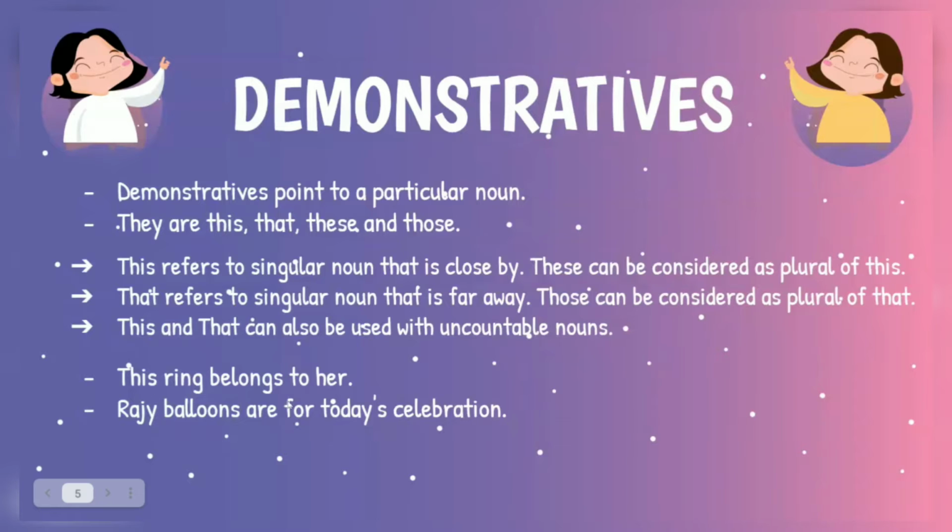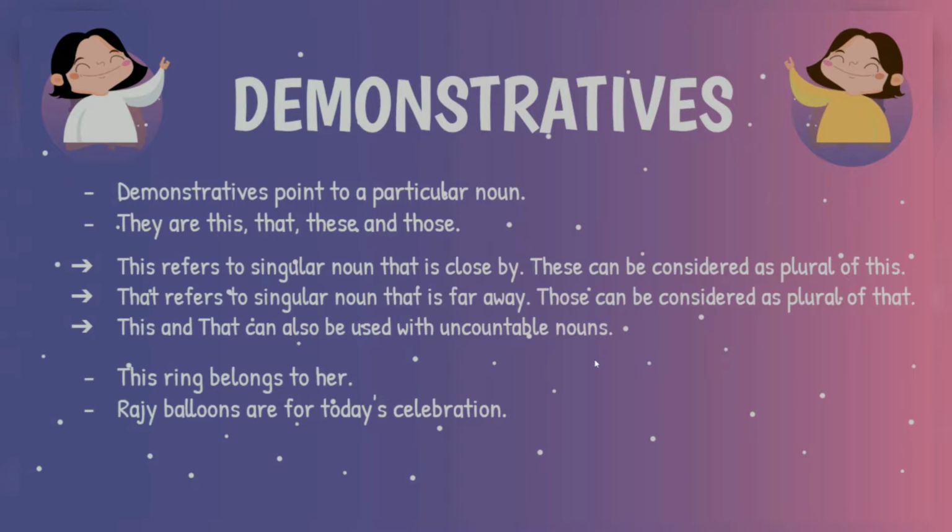Here are a few examples. This ring belongs to her. Here this is a demonstrative. Rajay balloons are for today's celebrations. I think it is an error sentence. There is no demonstrative over here. I think you can also clarify it on your own. So let's begin with the next.